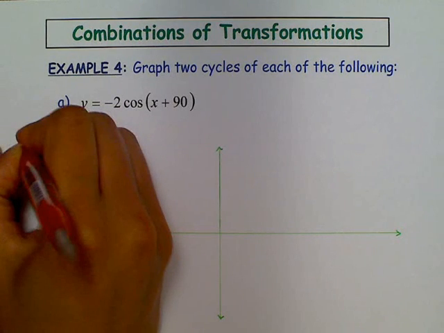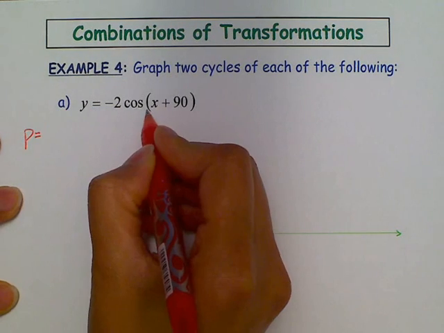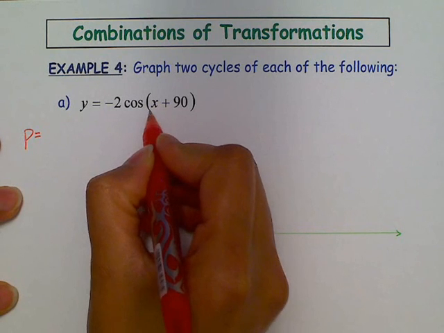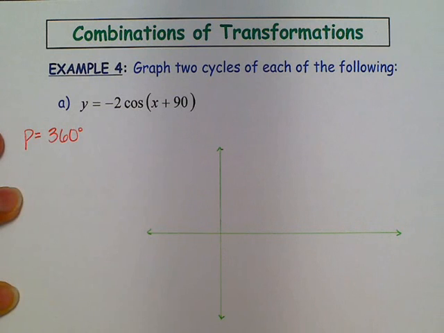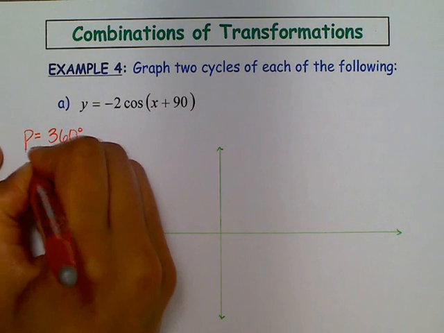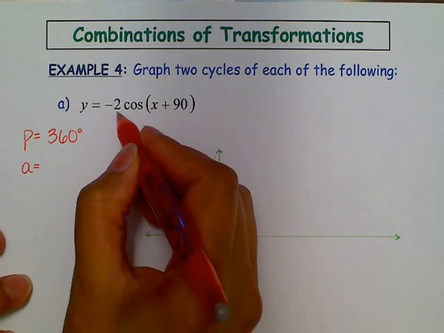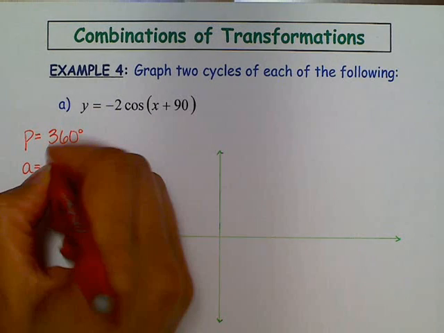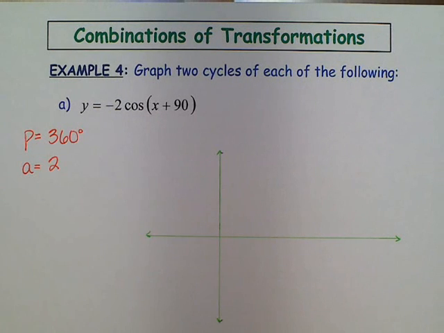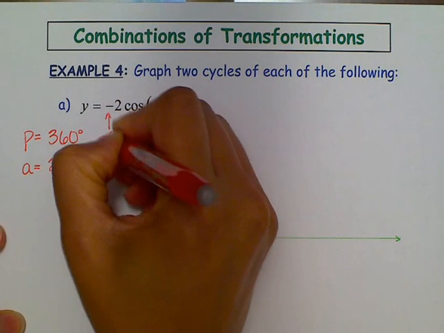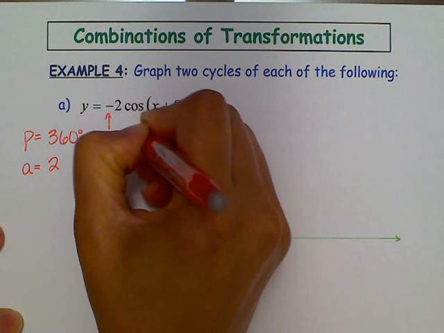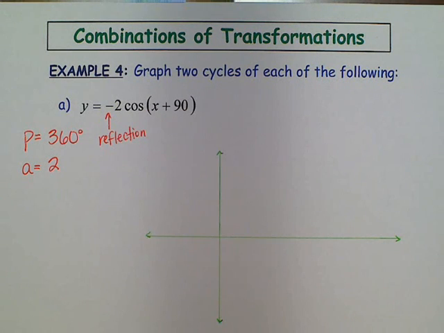And so the first thing I need to figure out is the period of the function. And what you'll notice is that there's no coefficient in front of the x here, so I know the period of the function will still be 360 degrees. And then we're going to look at the amplitude, and the amplitude of the function is going to be 2. And then the third thing we need to think about is any form of reflection, and the negative here tells me that there is going to be a reflection. So what does that mean? That means that my maximum and minimum values are going to be changing.